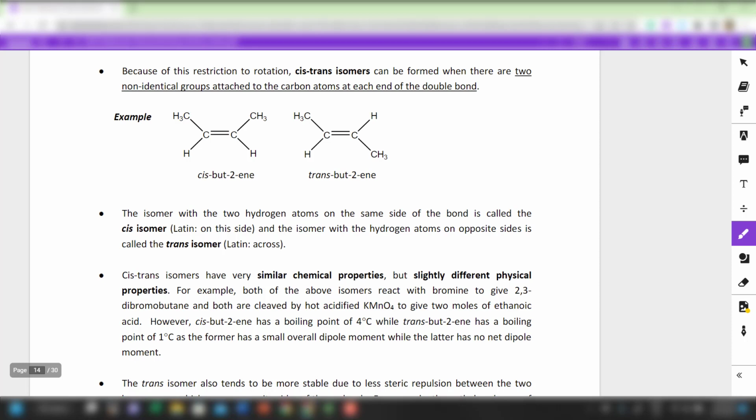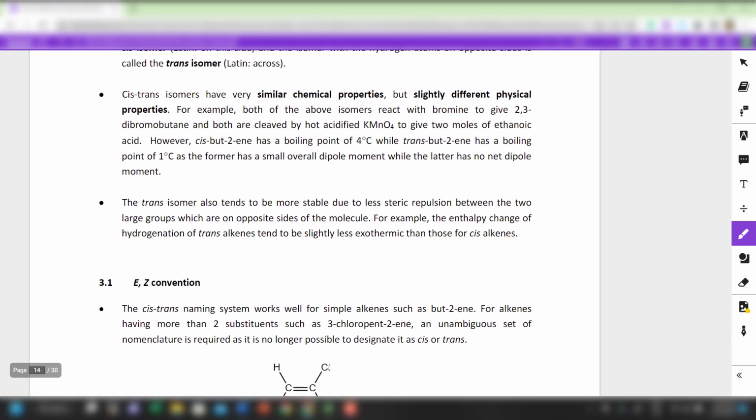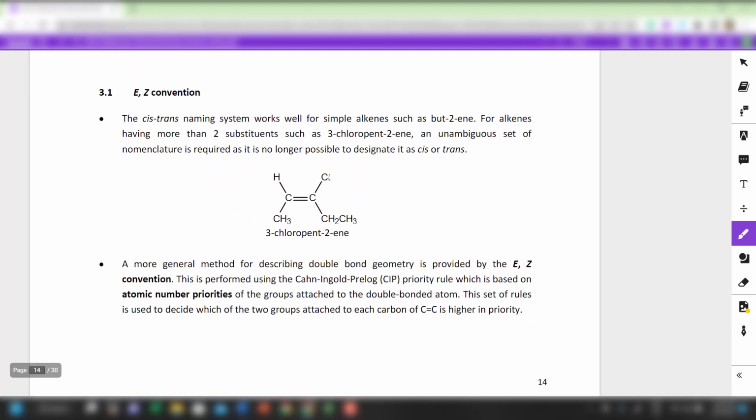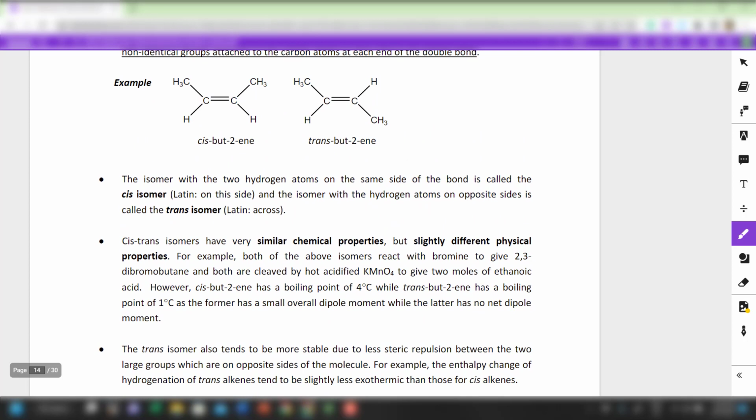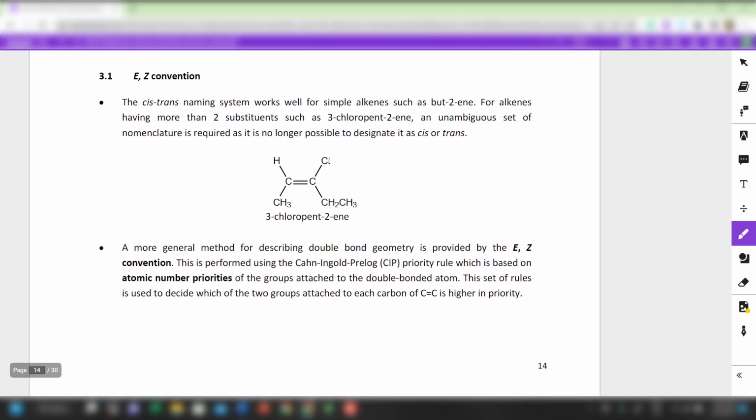Of course, the main thing we want to discuss here is the E/Z convention, or naming them as either the E or the Z isomers. For cis-trans, we can normally provide the name as cis or trans because the groups in question are similar. For example, cis-but-2-ene is because the two hydrogens are on the same side. For trans-but-2-ene, they are on opposite sides. But what if we have atoms that are totally different from one another?